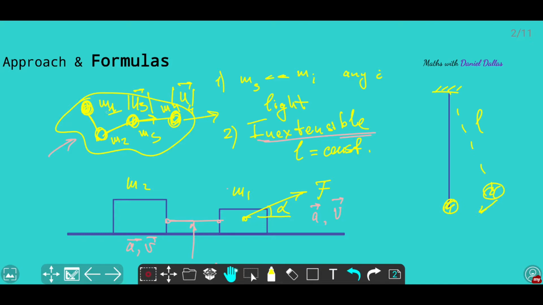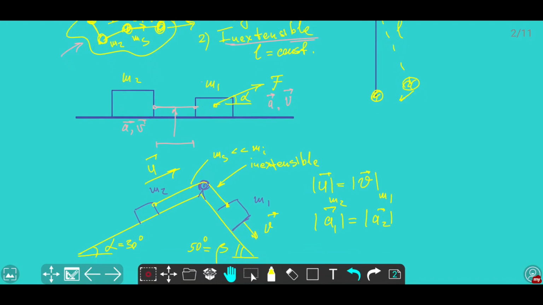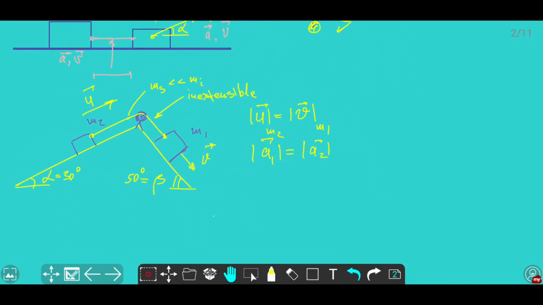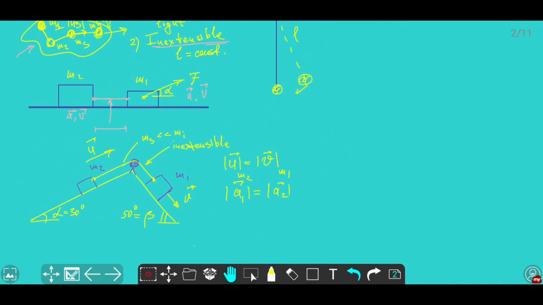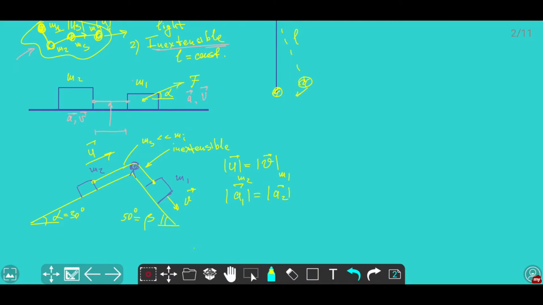All right, I think that's enough with the approach. So I'll just provide a bit more examples where you can consider them as connected particles. Let's consider a pulley, and this pulley is attached to the ceiling.